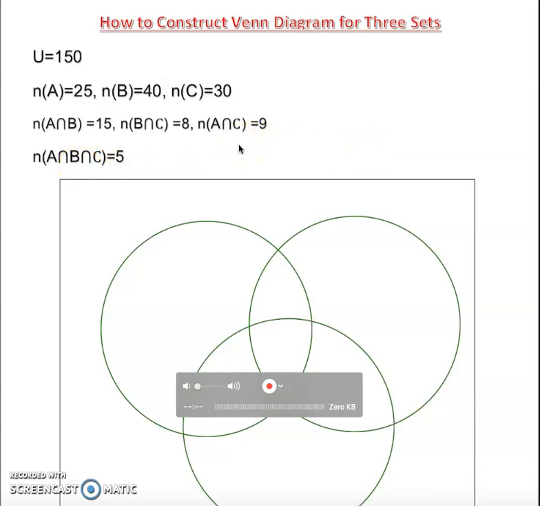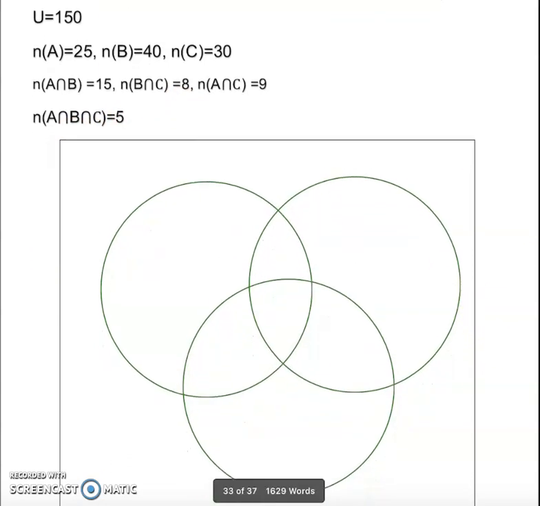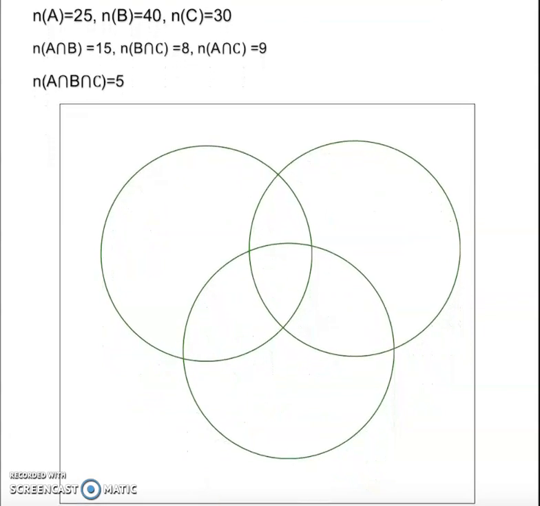So in order to start working on Venn diagram with three sets, we should have a rectangle. As you see, that's a big rectangle I have, right? So then right away, I'm going to label my universal set, which is 150. The universal set is 150. All right. Then I have actually three sets, as you see.